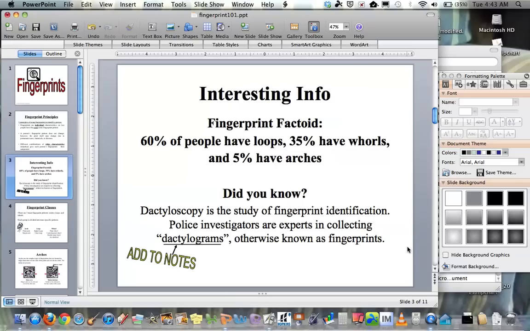Now, something else you'll want to know, the study of identifying fingerprints is called dactyloscopy. Scope or scopy meaning identification, and dactylo meaning digit. So when we take fingerprints, therefore what they're actually called scientifically are dactylograms. Gram is a suffix that means drawing or writing or imprint, and they're again digits. So we're taking dactylograms, which we can simply call fingerprints.